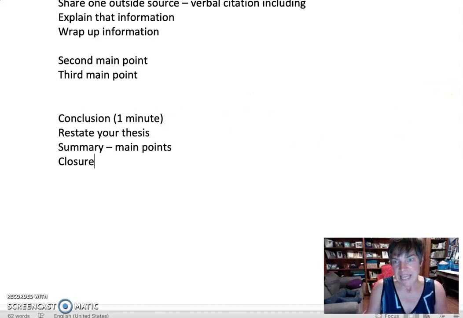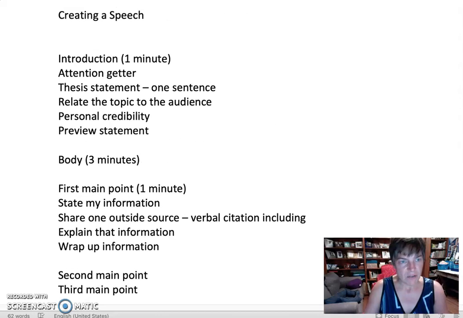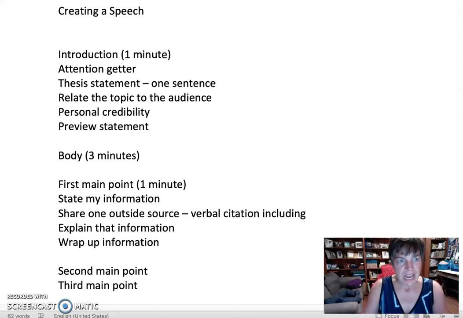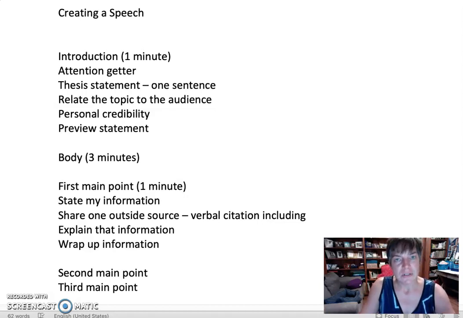So this is kind of the basics of creating a speech. Remember that informative is very how-to, neutral. You should not be sharing your point of view in this speech. In fact, it's ideal if you choose something that doesn't actually have sides. That makes it much easier. If you do choose a topic that has sides, please make sure that you give each side, or all sides, equal time in the body of the speech.